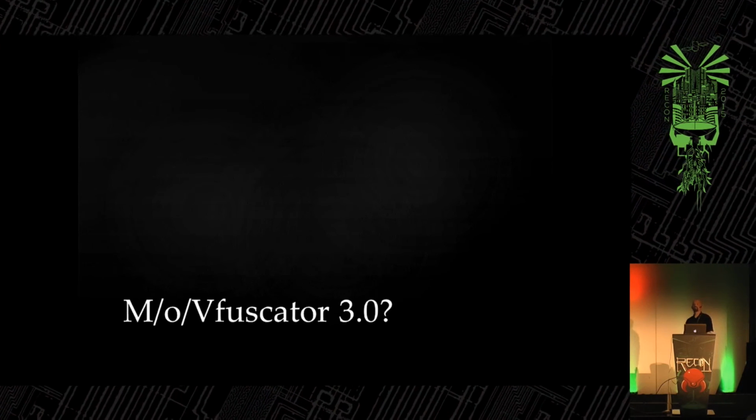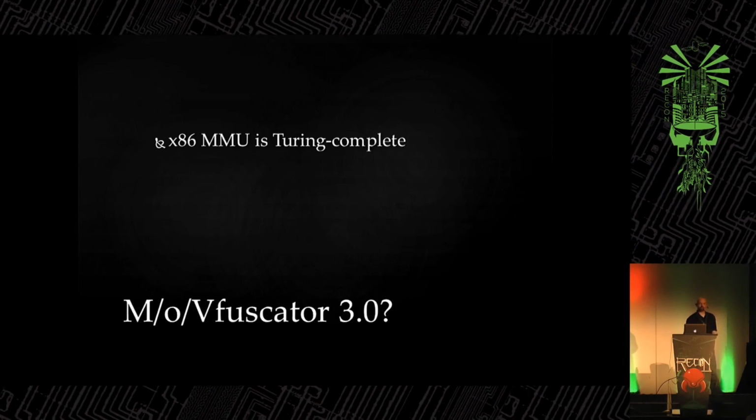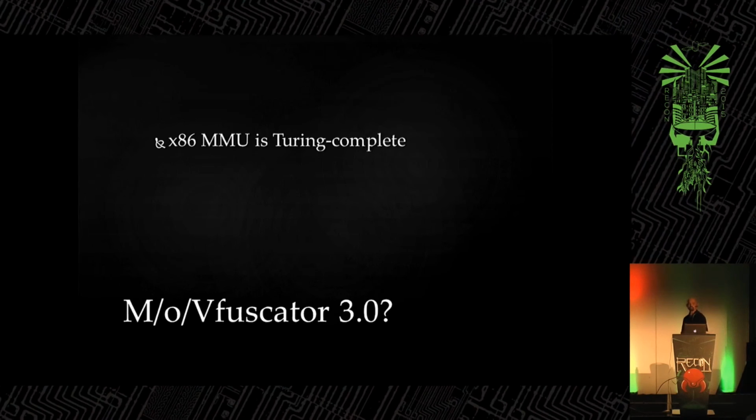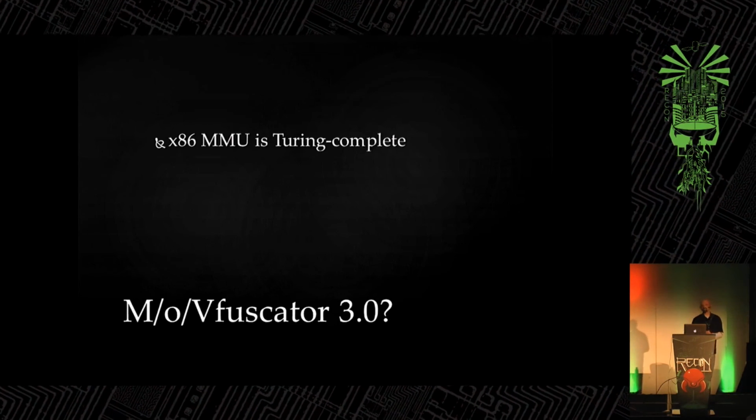I'm still sort of in the mindset of where do I go with this now? So I've been trying to think of ideas for movfuscator 3.0. A friend of mine pointed me to this presentation showing that the x86 MMU is Turing Complete. What that lets you do, it lets you do computation without any instructions.